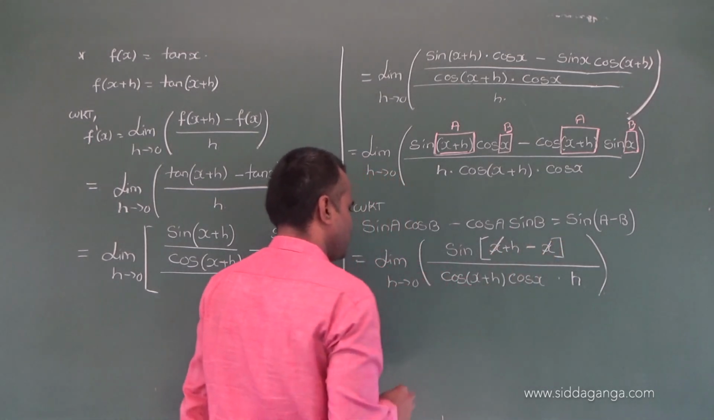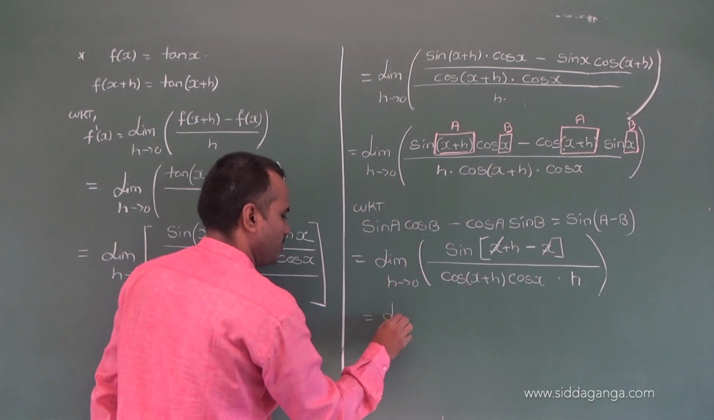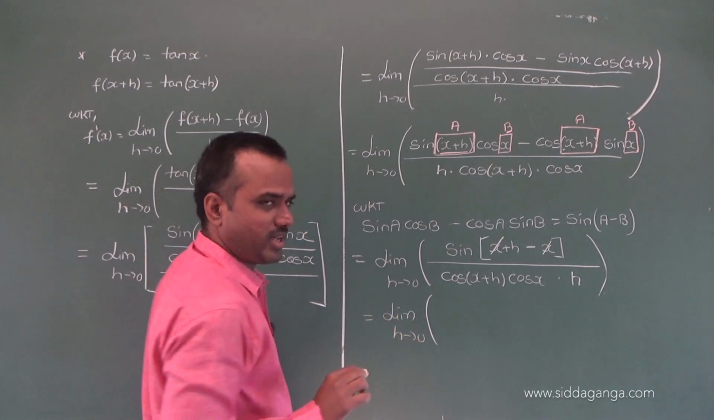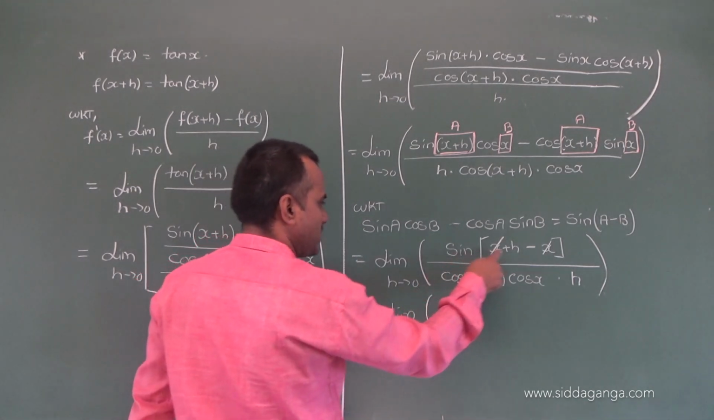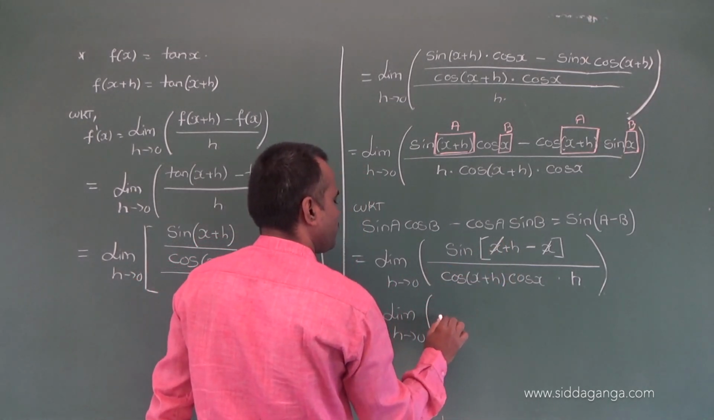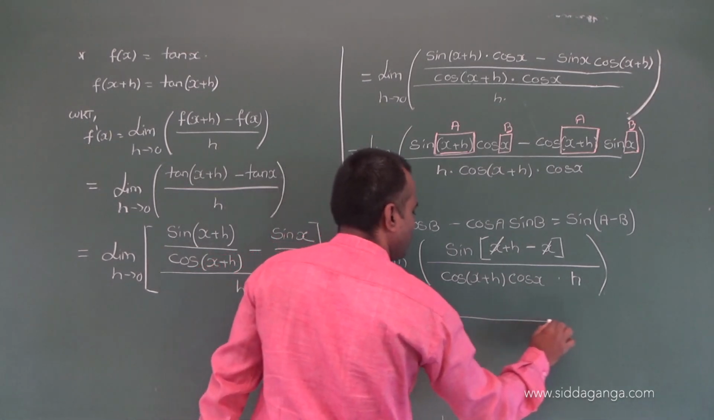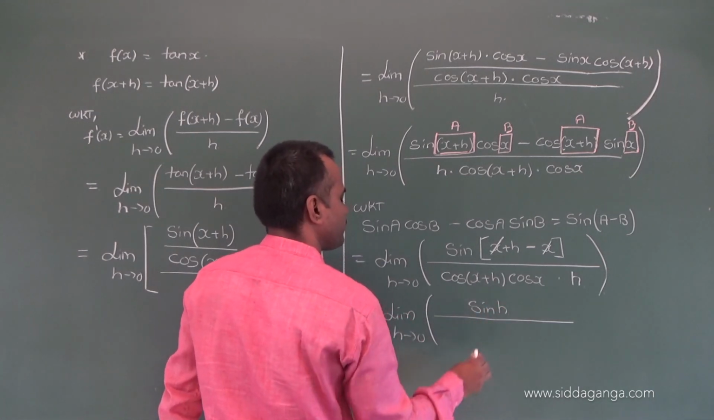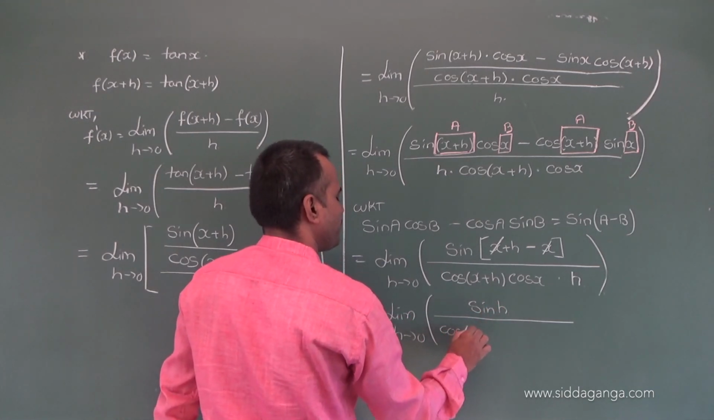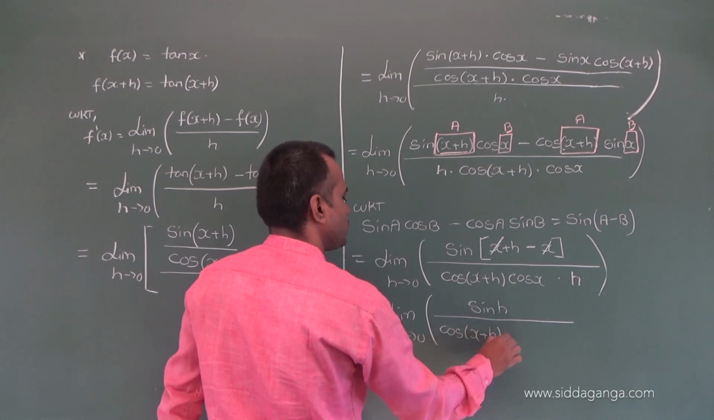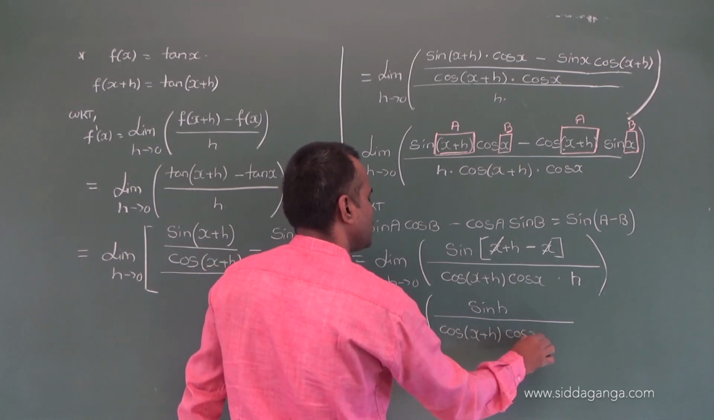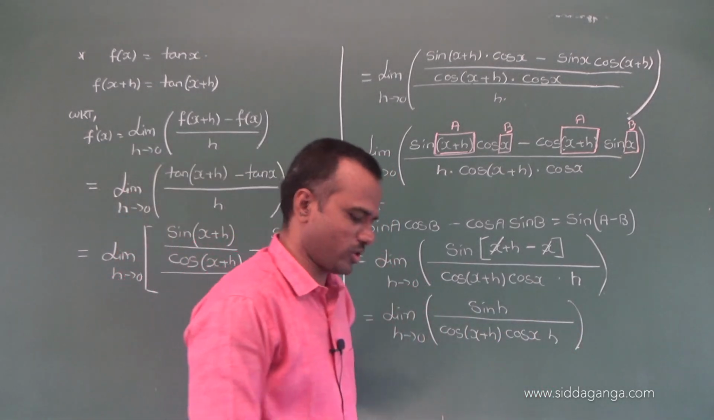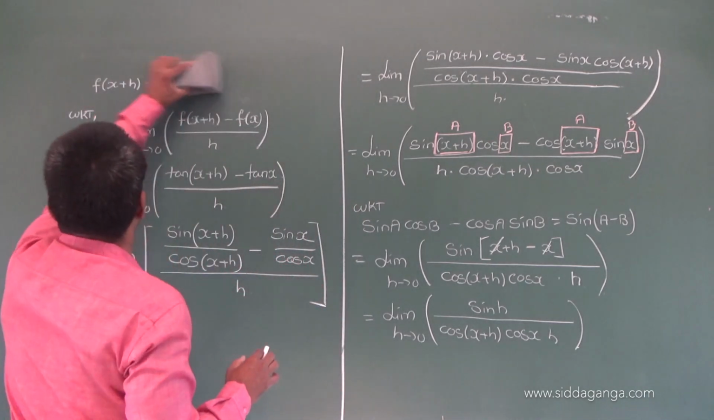So what happens here? Plus x minus x get cancelled. Limit h tends to 0, we rewrite the terms. Only sin h is present. Correct? One step we follow, one step we write. Sin h over cos of x plus h into cos x into h. We rewrite this term.